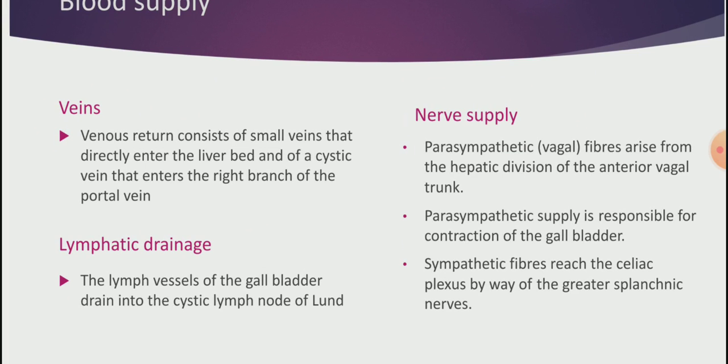Nerve supply. We have parasympathetic and sympathetic supply. The parasympathetic vagal fibers arise from the hepatic division of the anterior vagal trunk. Parasympathetic supply is responsible for the contraction of the gallbladder, whereas the sympathetic fibers reach the celiac plexus by way of the greater splanchnic nerve.